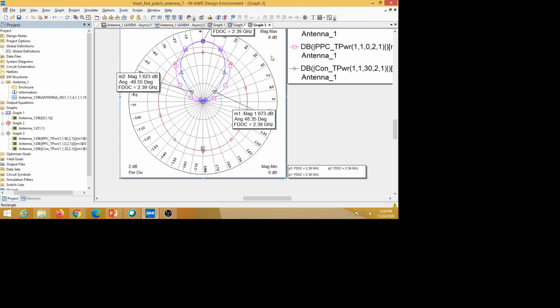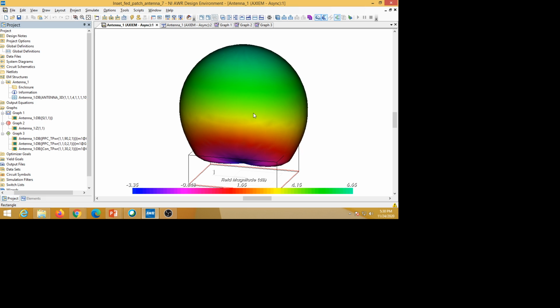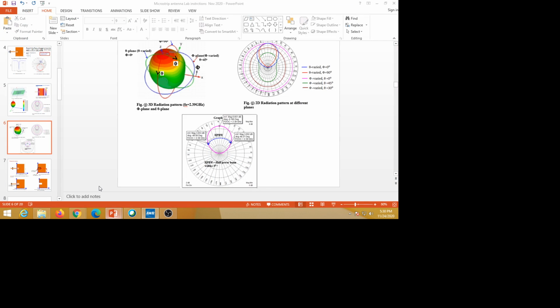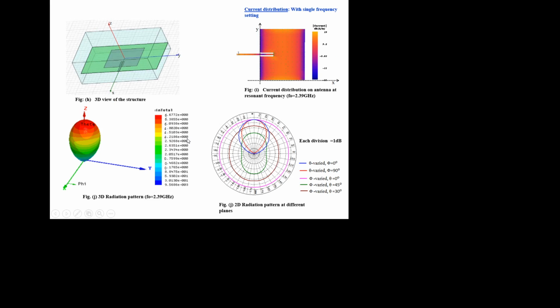Phi constant. Like that, you can draw the cross section of this, horizontally or vertically, and you can see the radiation pattern like this. So this is about the antenna. You can find the beam width, the half power beam width, and the maximum gain of the antenna, and you can also see the current distribution for this one.